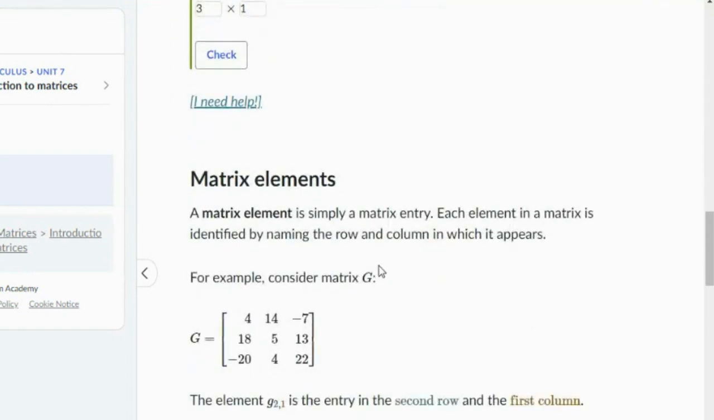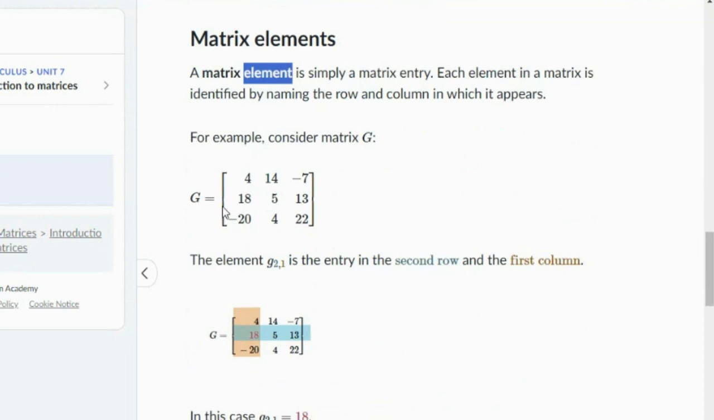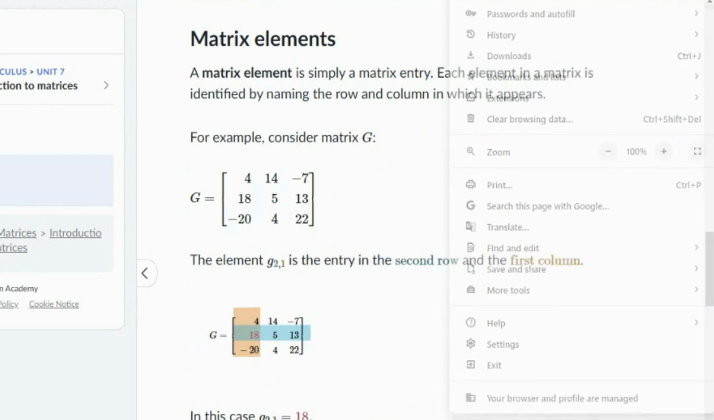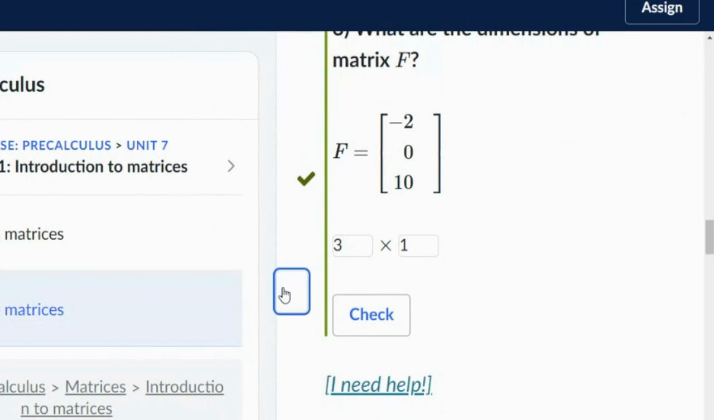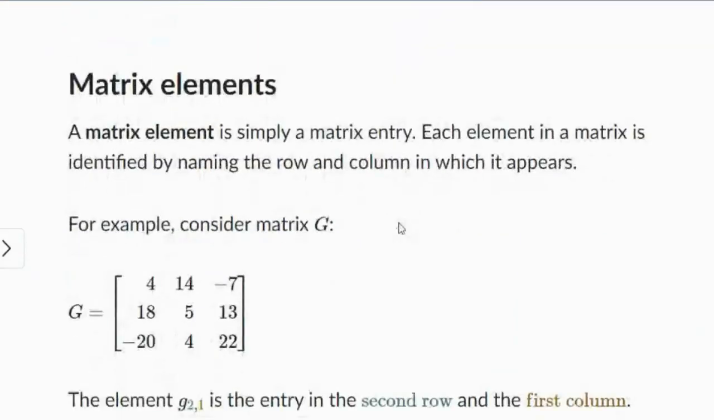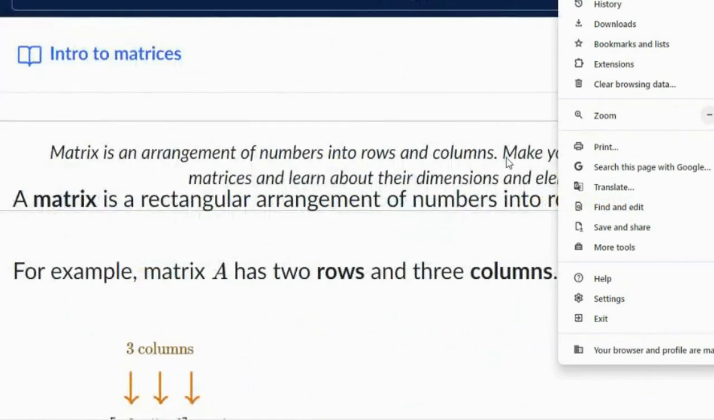So let's talk about what a matrix element is. That's just one of the entries in the matrix. We can name each element. Let's look at this matrix G, and it's a 3 by 3. You can't hardly see that, so let me see if I can make that bigger. When you do this on your computer, you can make that bigger to see it too. But there you go.